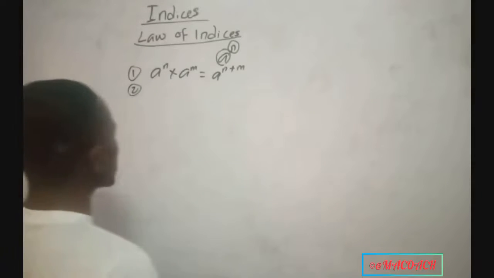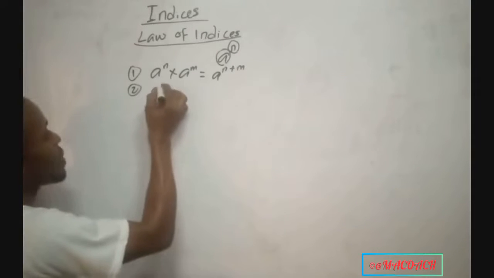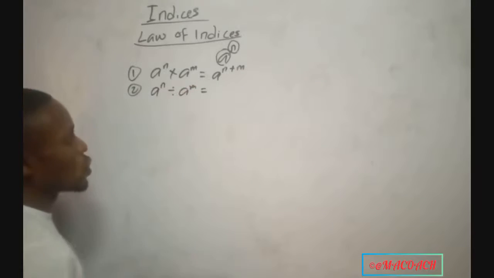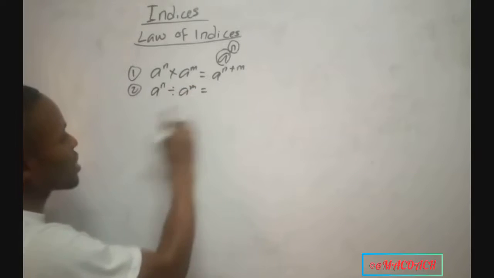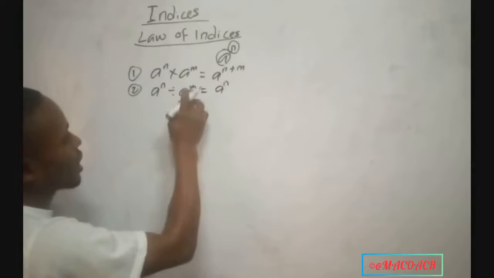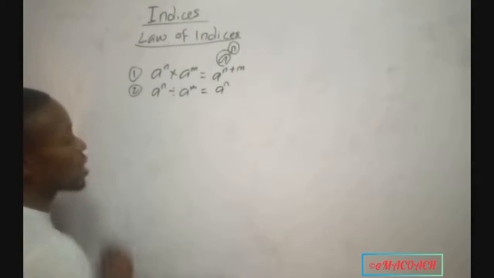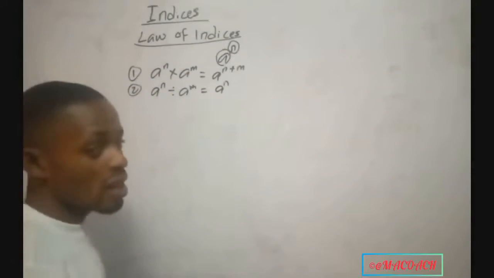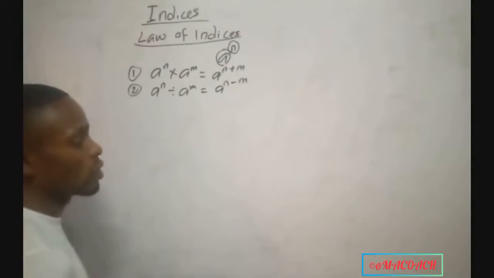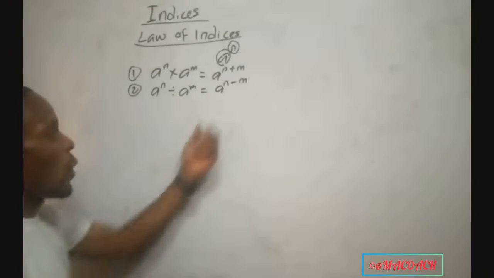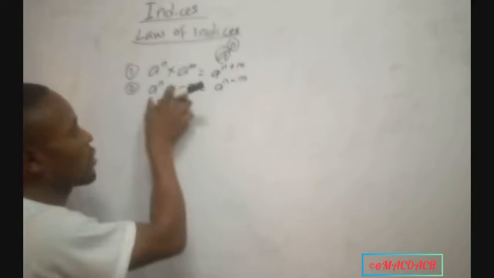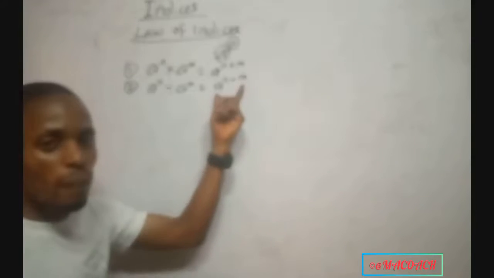The second one is called the division law of indices. In division of indices, we have our expression as a raised to the power of n divided by a raised to the power of n. Since they have the same base, you can take only one base out of it. The first index is n, and the second index is n. According to the laws of indices, this division is interpreted as minus, so you have a minus n. When you have a question like this, you can interpret it in this form, and when you have a question like this, you can interpret it in this form.